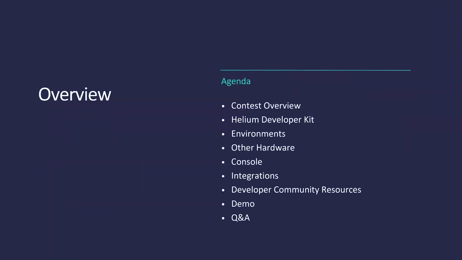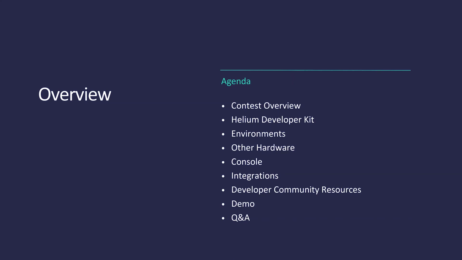So we'll start off with just a quick agenda or overview of what we're going to be talking about today. We're going to go over the contest, and we'll talk about prizes, rules, and where you can find information on the contest over at Hackster.io. Then we're going to go over the Helium Developer Kit, which is what we have been sending out for the idea submissions. We'll talk a little bit about how you get your development environment set up, as well as what development environments you can use. You're not really constrained to a particular environment here.